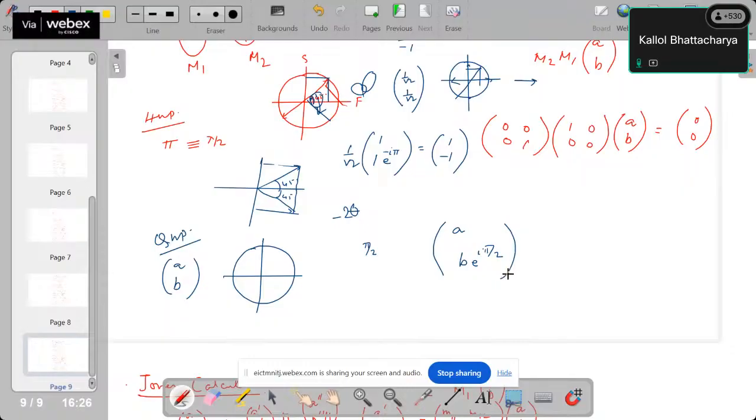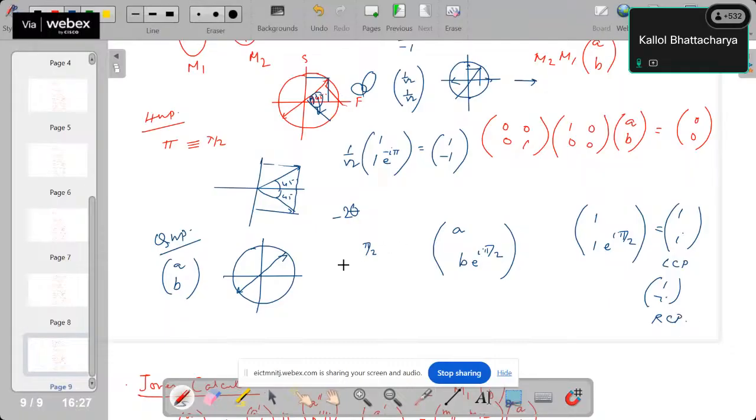Now, incidentally, if A equal to 1 and B equal to 1, which means 45-degree polarized light, then this becomes 1, e to the power i pi by 2, which is 1, i. So you have circularly polarized light. And if it is minus pi by 2, then if this is left circular polarization, then 1, minus i will be right circular polarization.